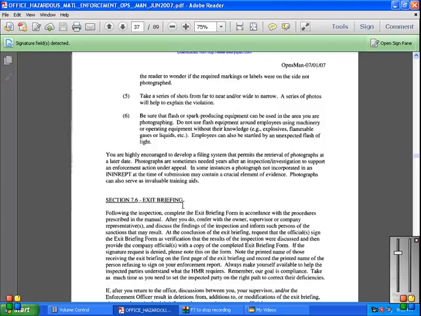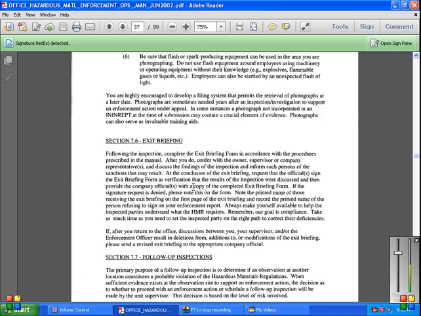Section 7.6 Exit Briefing. Following the inspection, complete the exit briefing in accordance with procedures prescribed in the manual. After conferring with the owner, supervisor, and company representative, discuss the findings of the inspection and inform such persons of the sanctions that may result. Request that officials sign the exit briefing form as verification of the results.